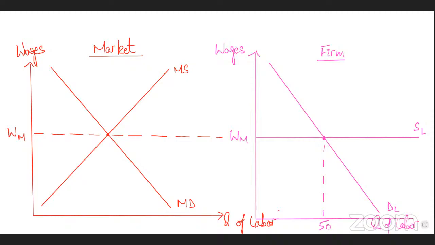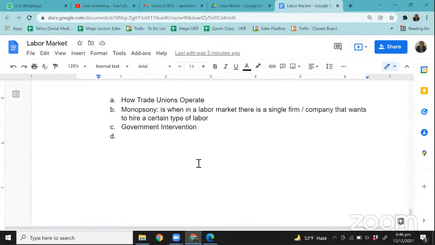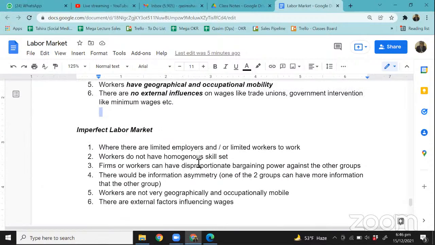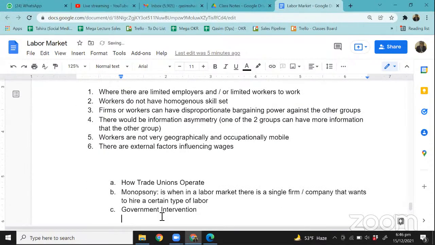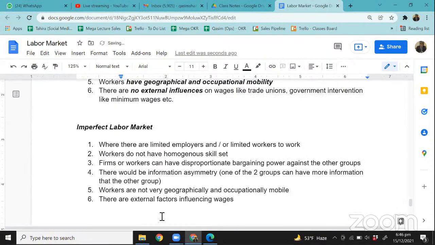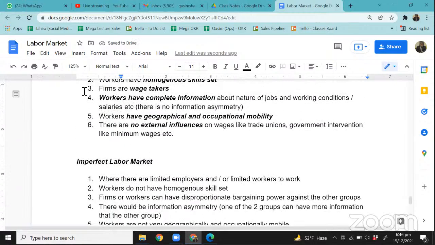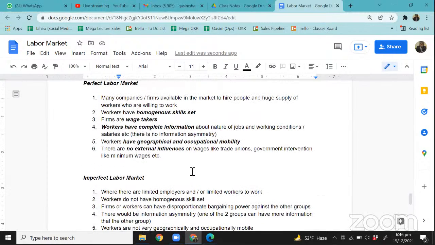Okay, now moving forward from here, today we'll talk about imperfect labor markets. What is an imperfect labor market? If you remember, during our last class, I explained to you that all the assumptions that we made for the perfect labor market, you will reverse those. So let me try to fit both things on one screen so that you can compare. On top, we have the perfect labor market, and at the bottom of it, we have the imperfect labor market.